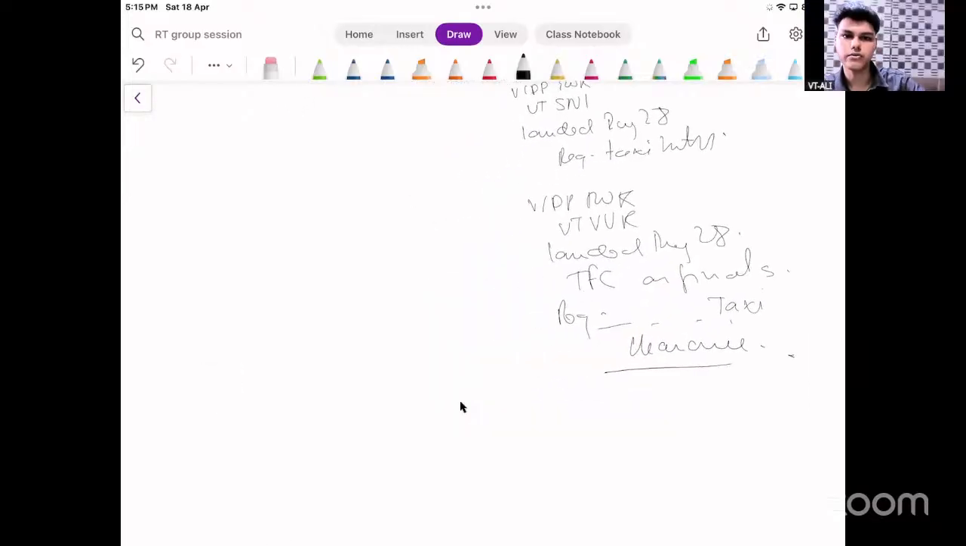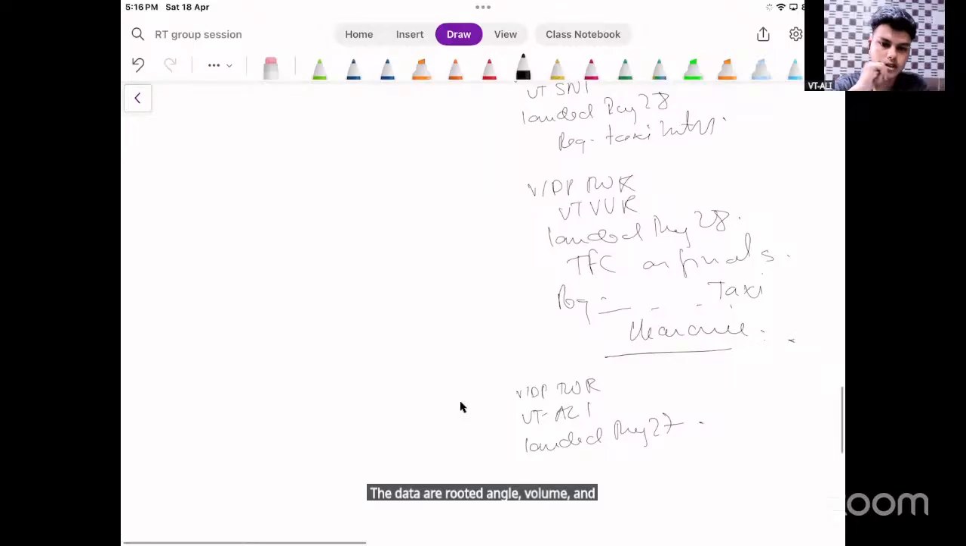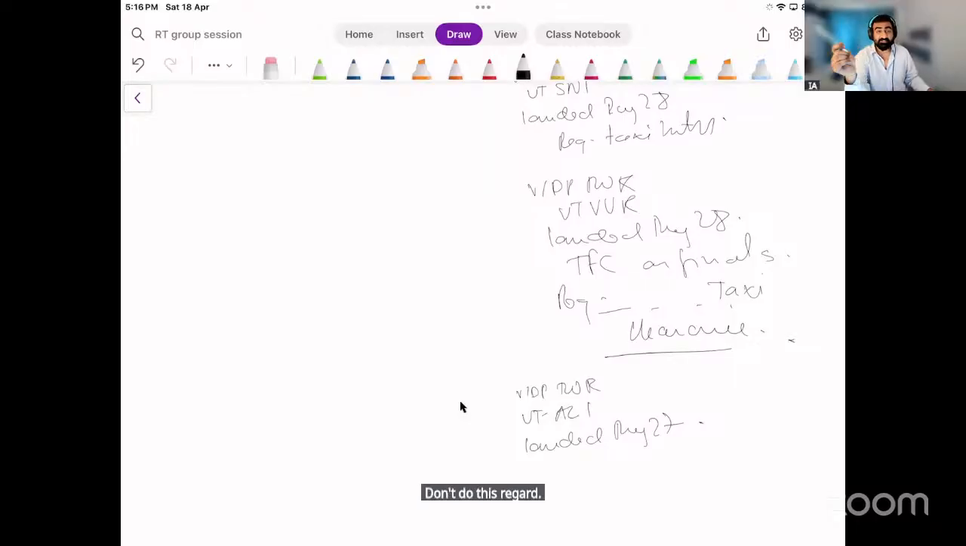Delhi Tower, Victor Tango Alpha Lima India, landed runway 27, traffic on finals, request instructions. Delhi Tower, Victor Tango Alpha Lima India, disregard.